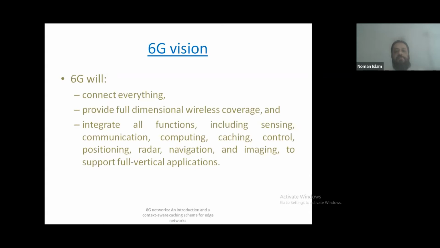Positioning, radar. So it will be a holistic solution that will combine all the possibilities of providing a truly artificially intelligent ecosystem that can be used to provide not only different network management services, but also different applications at the top of the protocol stack.